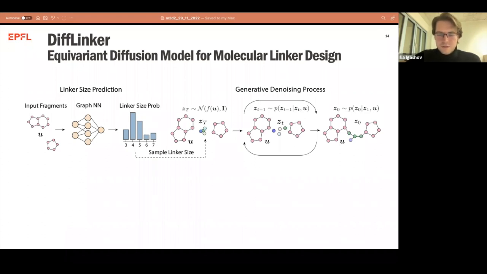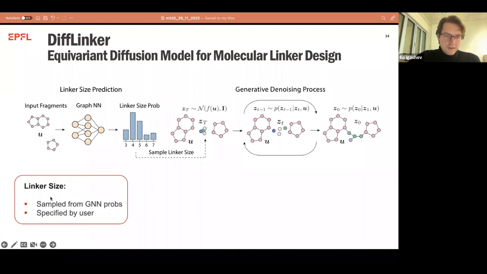So later in the next slides, we are going to discuss the results. But here I would briefly sum up the modalities that can be used for this task and for our model specifically. Regarding linker size, we can sample the number of atoms in the linker from a pre-trained graph neural network, but of course it can also be specified by the user, and in many cases that is probably a possible option. Some of our experiments are also done with the assumption that the number of atoms is known, and it corresponds to the ground truth.